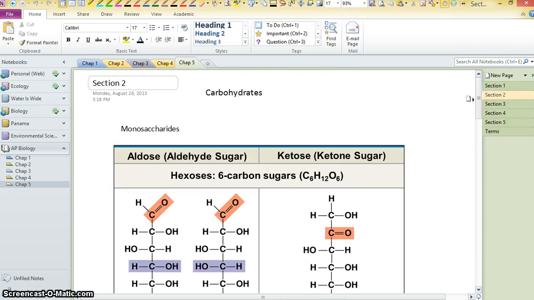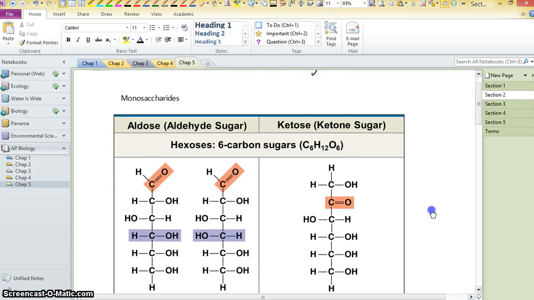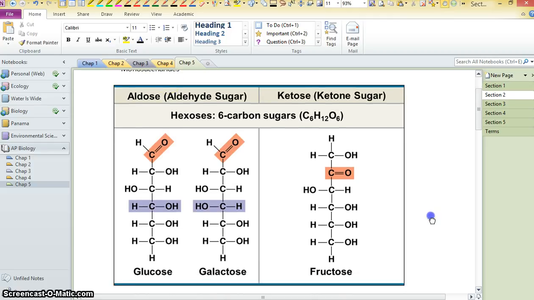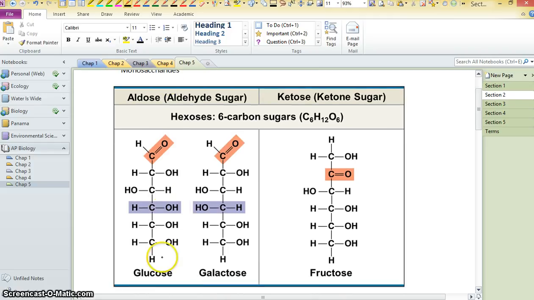All right, first, carbohydrates or sugars. We have simple sugars known as monosaccharides, and here are some simple sugars: glucose, galactose, fructose. If I'm not mistaken, if you look at these, they are all isomers of each other, all the same chemical formula, but a different arrangement of the molecules.